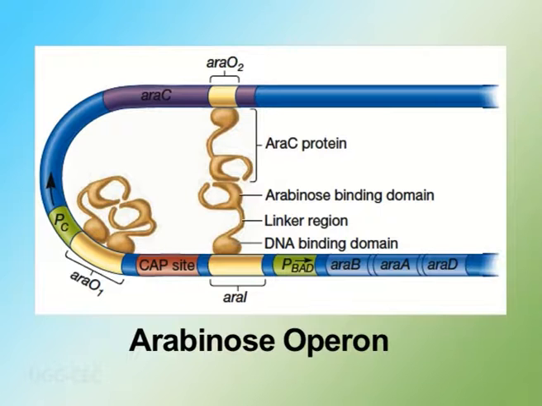and Ara-D. They are synthesized from a promoter called PBAD. We also have another promoter called Ara-P, which carries on the synthesis of Ara-C. So in all, there are two different promoters which are involved in regulating the arabinose operon.